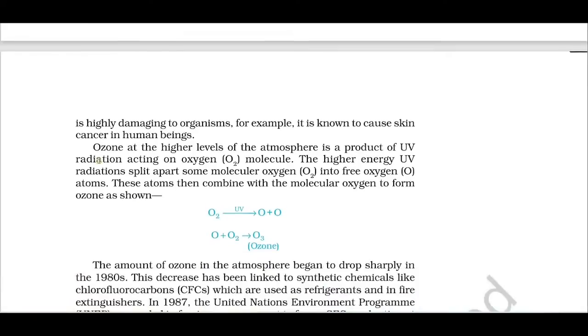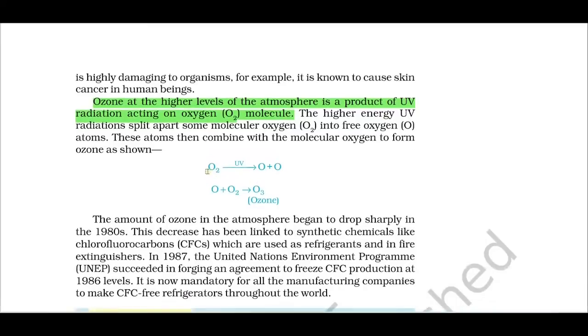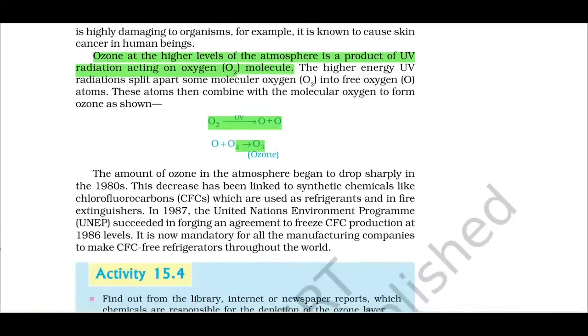How is ozone produced? Ozone at the higher levels of the atmosphere is a product of UV radiation acting on the oxygen molecule, right? Yes, the oxygen molecule splits into O plus O. Again, it reacts with an oxygen molecule to form O3, right? Important question: how is ozone formed? Ozone is formed by the action of UV radiation on the oxygen molecule, with the chemical reaction, you should write.